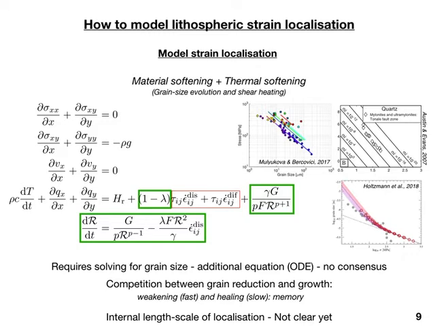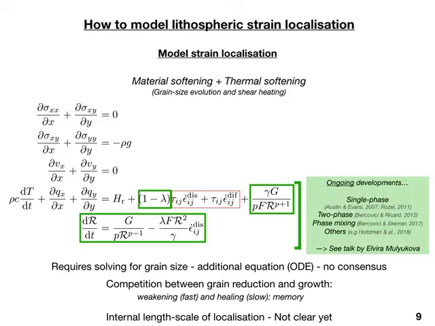The competition between grain reduction and grain growth controls the grain size. So weakening can be fast, but healing may be slow if we consider a grain size evolution model. So this will give a memory to the model. Since grain size evolution is governed by an ODE rather than a PDE, what controls the internal length scale of localization is so far not clear. Also, there is no consensus on what is the form of this equation that governs grain size evolution. Luckily, we have a lot of members of the community that are working on that topic right now.